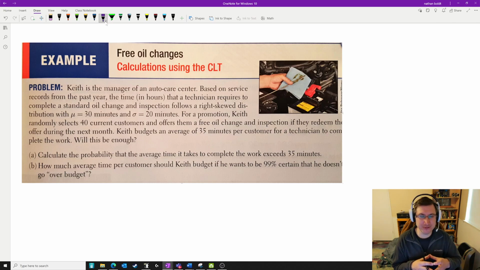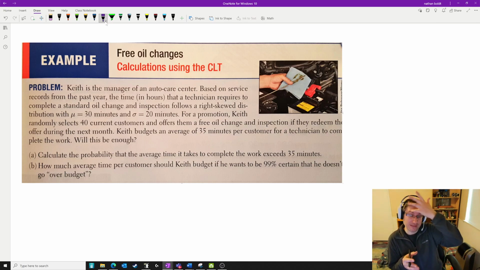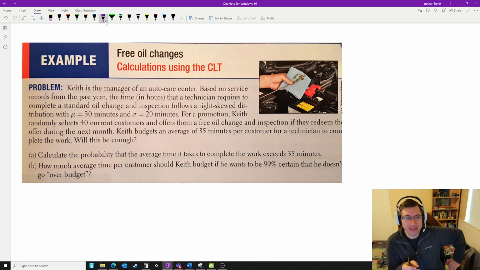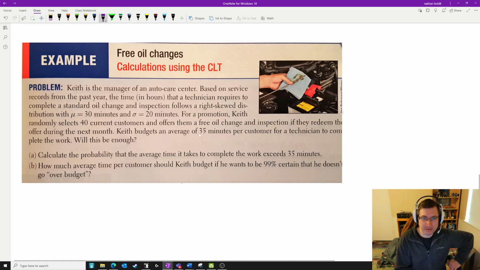The time follows a right skewed distribution with a mean of 30 minutes and a standard deviation of 20 minutes. For a promotion, Keith randomly selects 40 current customers and offers them a free oil change and inspection if they redeem the offer during the next month. Keith budgets an average of 35 minutes per customer. That's how much he's budgeting.